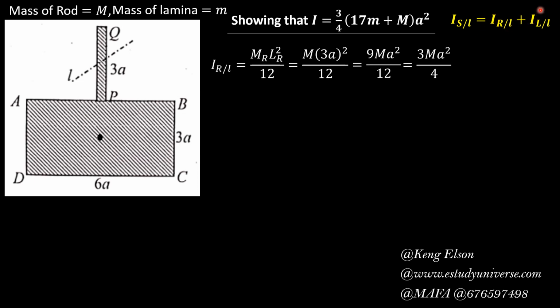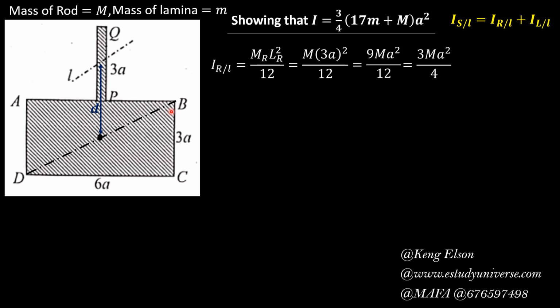Now we need to find the second quantity, which is the moment of inertia of the lamina about the axis through L. You realize that the axis through L is parallel to this axis, that is, parallel to the diagonal of the lamina. Since the two axes are parallel, from the parallel axis theorem you realize that there is a distance separating the two axes.